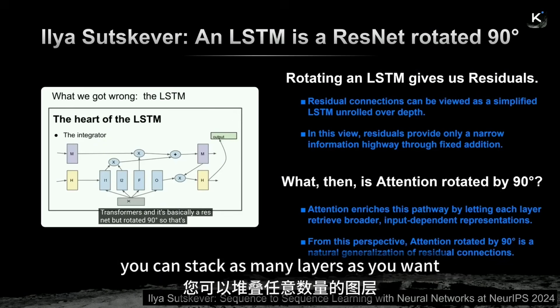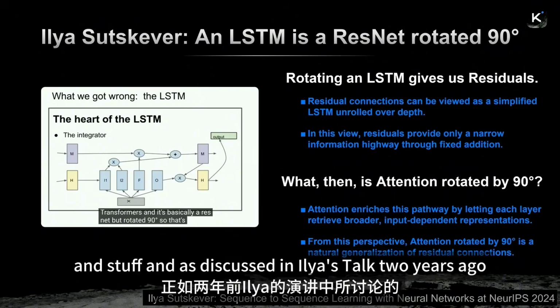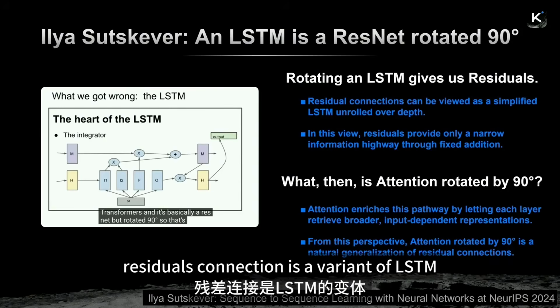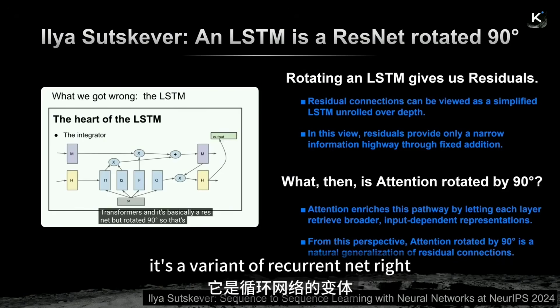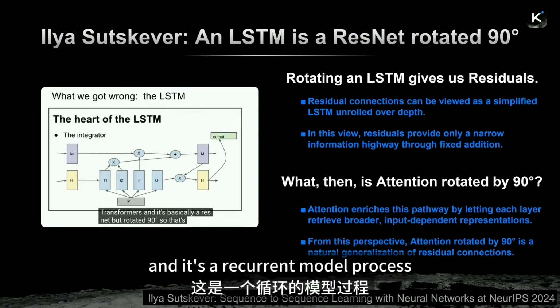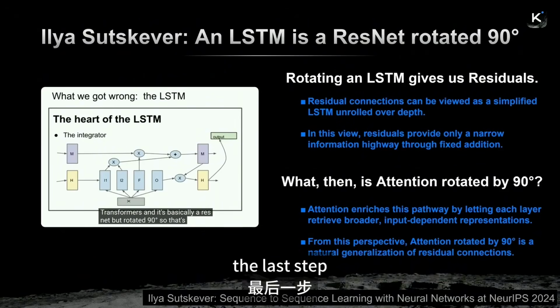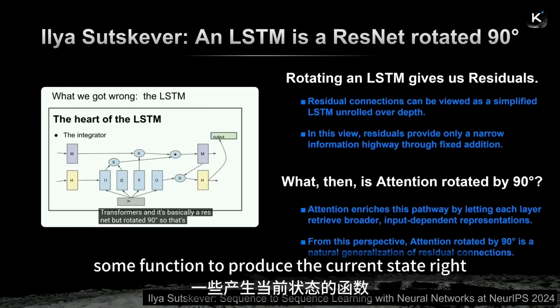You can stack as many layers as you want, and you don't have to worry about the training stability issue. And as discussed in Ilya's talk 2 years ago, it basically says that residual connection is a variant of LSTM, but just rotated 90 degrees. So how do you understand this? If you look at LSTM, it's a variant of recurrent net, right? It's a recurrent model process. We take the hidden states from the last step, and then we have some gating mechanism, some function, to produce the current state, right?